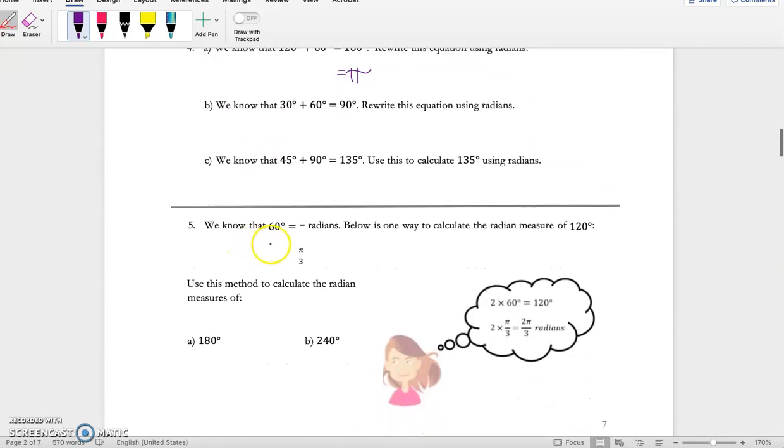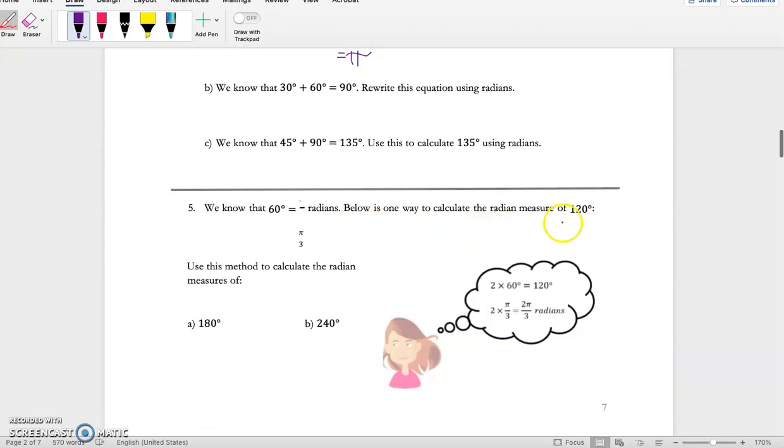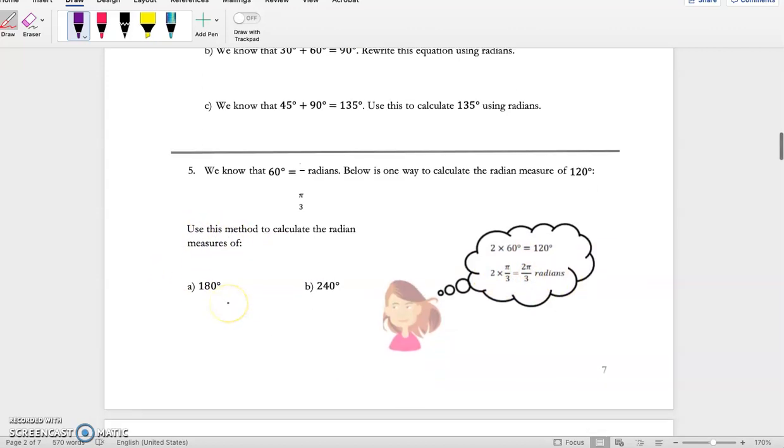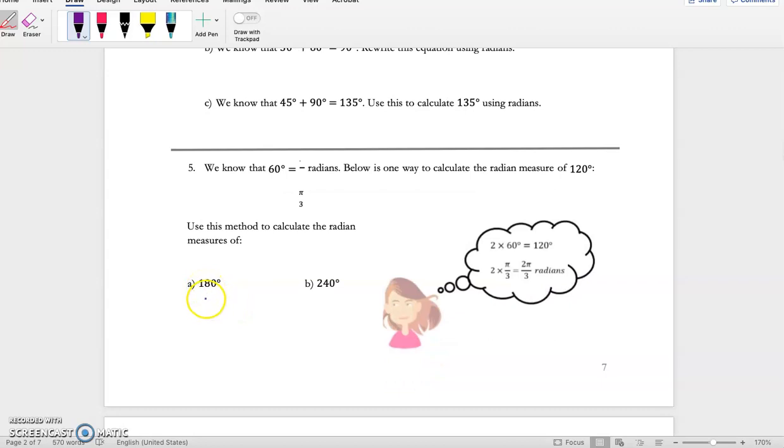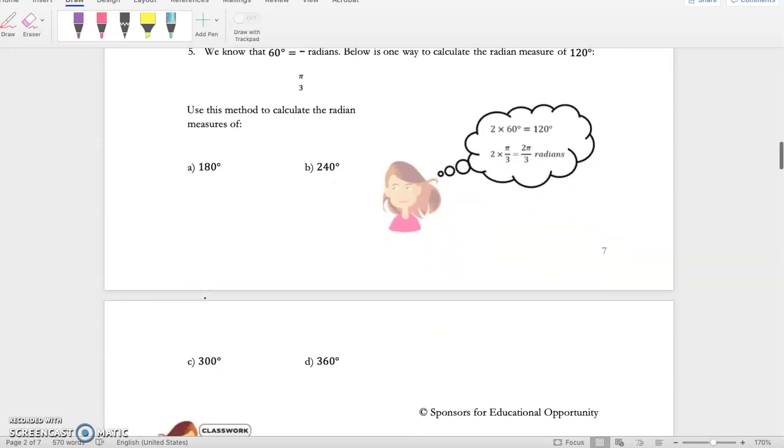Question 5 says we know that 60 degrees is equal to, that should say pi over 3. You'll probably see it better on yours. I just converted this to a Word file so I could write on it. Below is one way to calculate the radian measure of 120 degrees, right? You can do 2 times 60 degrees, which is 120, which is 2 times pi over 3, which is 2 pi over 3. Use this method to calculate radians of 180, right? So 180 is 2 times 90, right? And 90 is pi over 2. So you're going to do that for A and B, that kind of thought process.